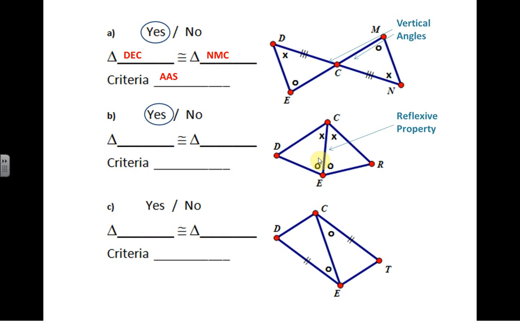I always like to think of, you look at yourself in your reflection, so that's where reflexive property comes from. But it's that shared side. You need to know that these two things, vertical angles and reflexive property, are the only two things you're allowed to assume from a picture, and you will be using them a lot. So we have two angles and a side. The side is in between those two angles, so it's angle, side, angle.